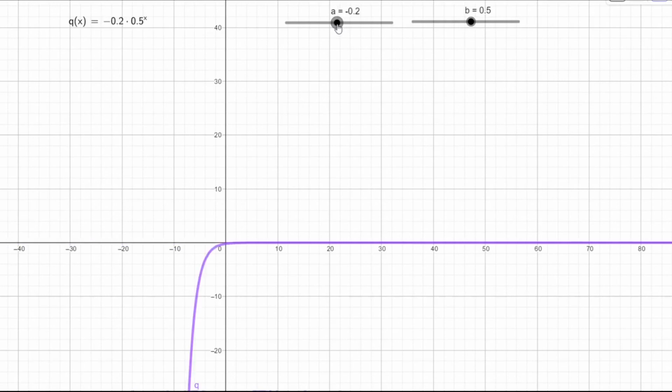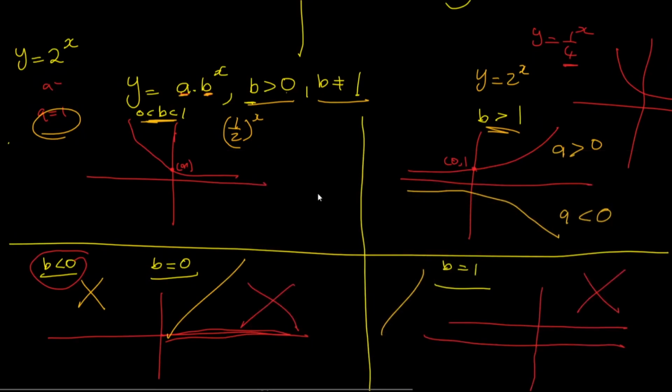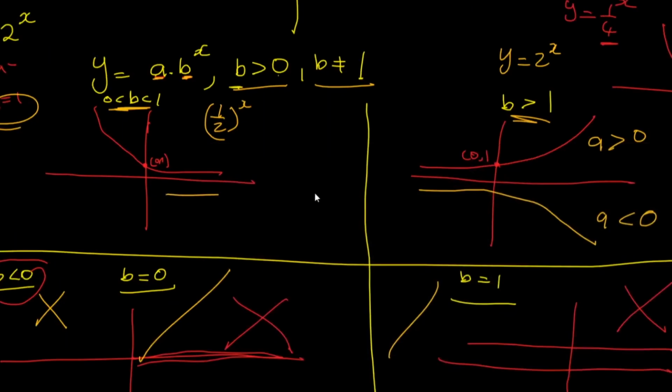And now when it becomes negative, you see, we also get a reflection. So it's the same case here. You still get the same graph, but it's reflected by the x-axis. So that is your graph when a is less than 0 and when it's greater than 0.